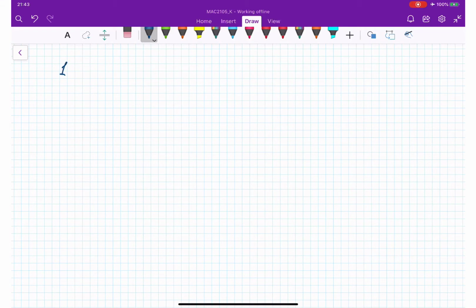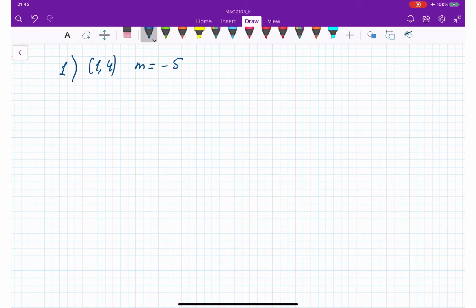Okay, question number 1. So we have point (1, 4), and we have slope. We need to write an equation for the line that runs from this point (1, 4) and slope is -5.